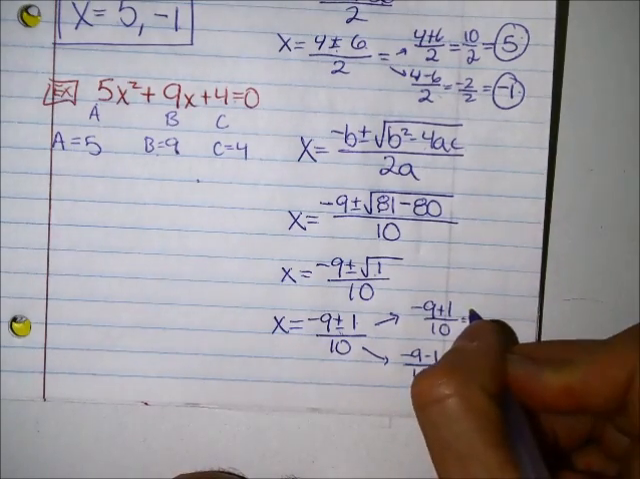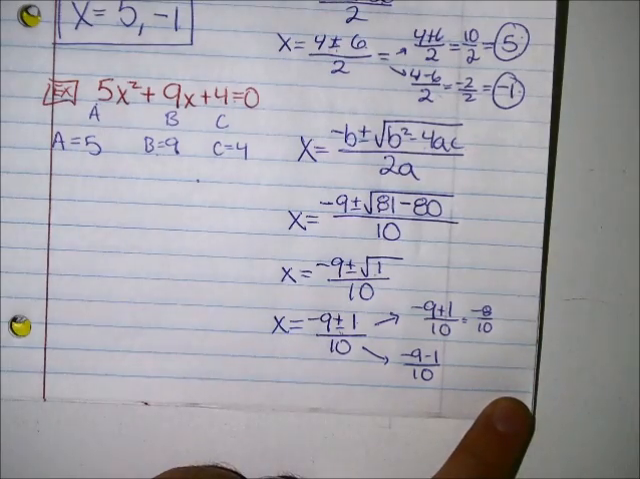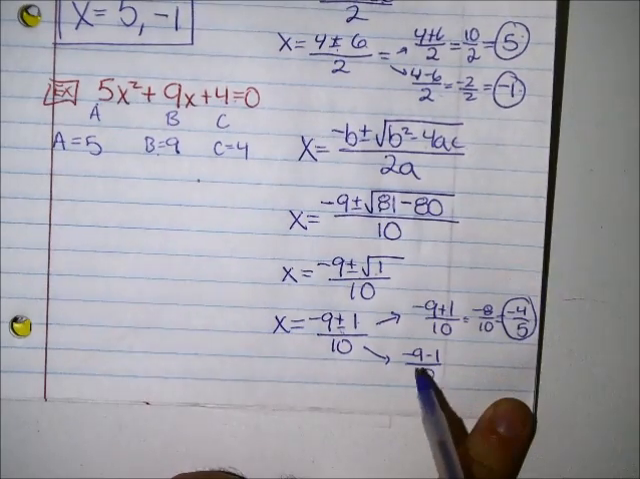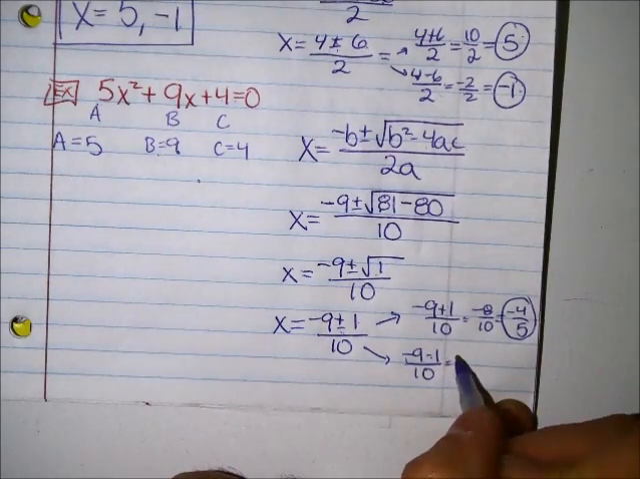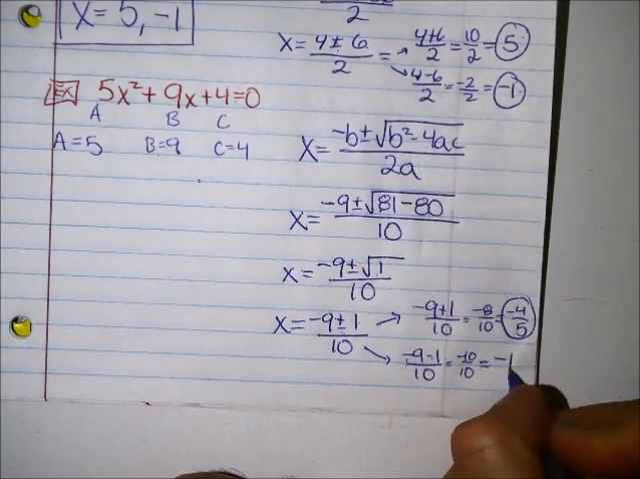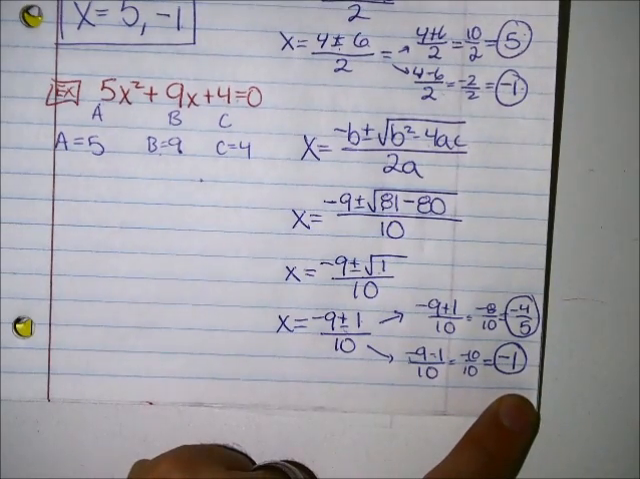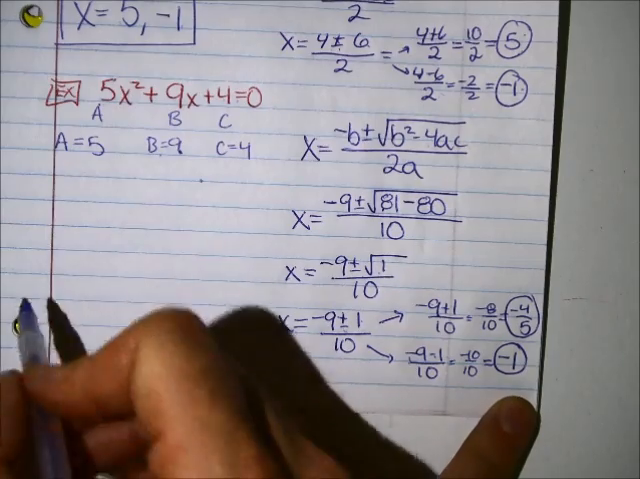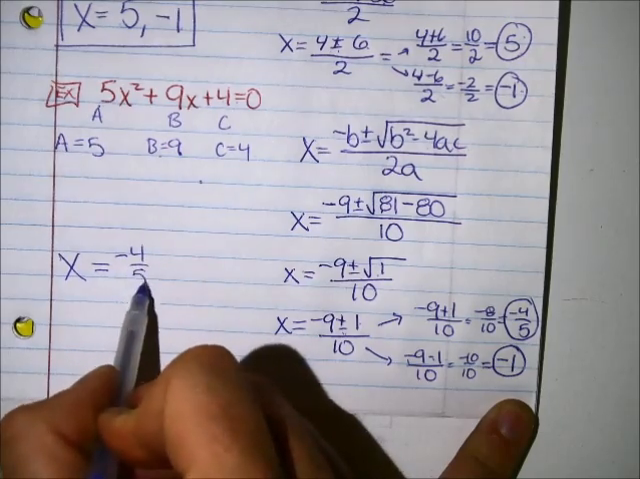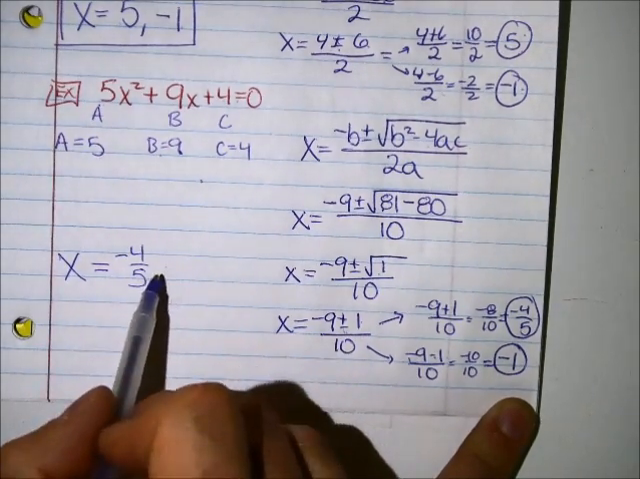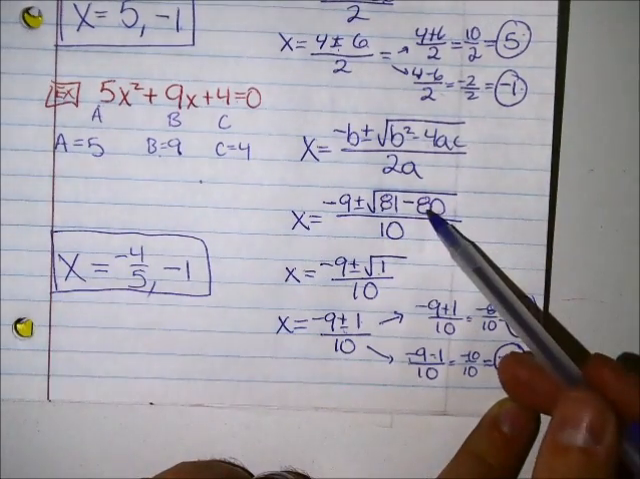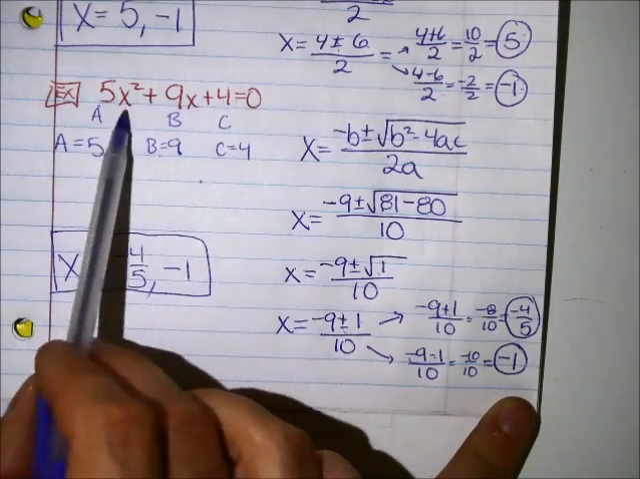Negative 9 plus 1 is negative 8 over 10. I can't do that, so I'll simplify this to negative 4 over 5. Over here, negative 9 minus 1 is negative 10 over 10. And negative 10 over 10 can be simplified to just negative 1. These are my two answers, negative 4 over 5 and negative 1. So I'll write them here. X equals negative 4 over 5 or negative 1. And that's how you use the quadratic formula to find the two answers to a quadratic equation.